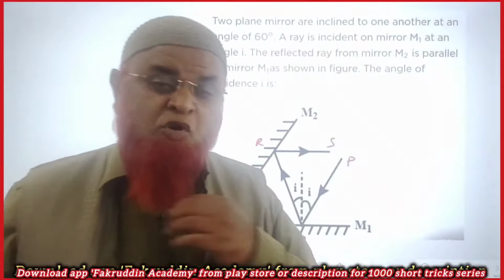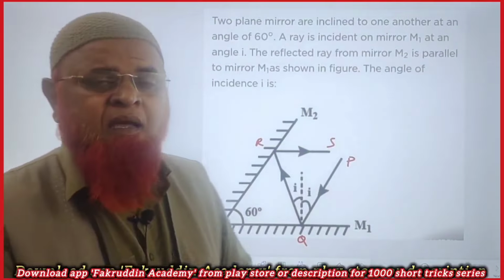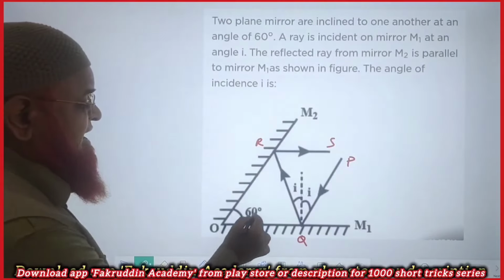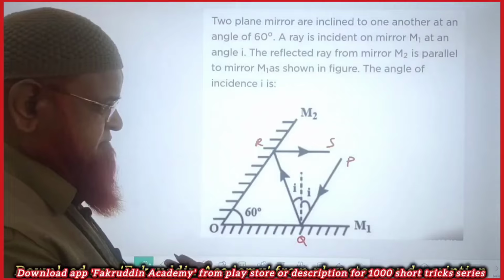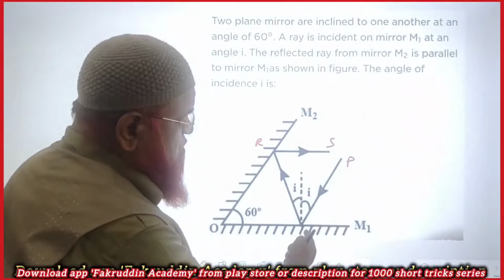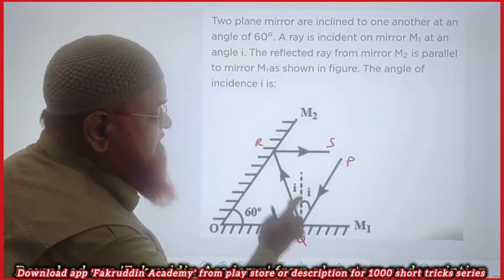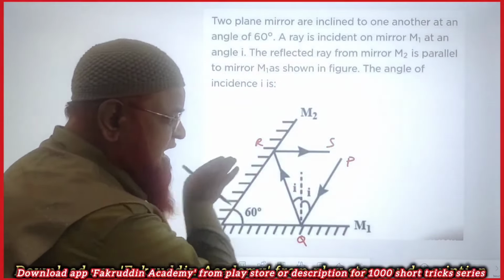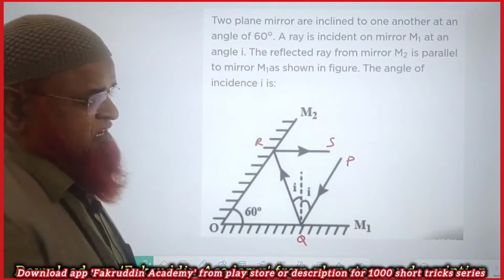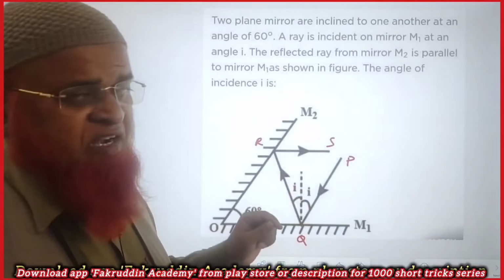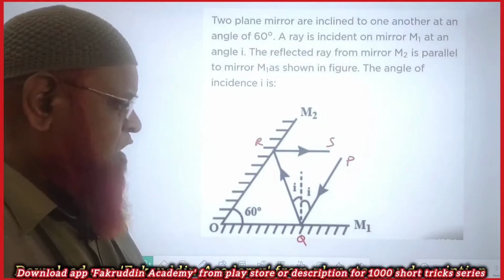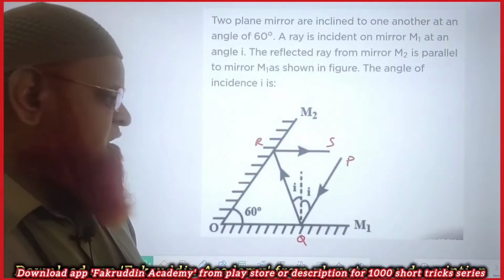My dear friends, one more question asked in previous years. Here also there are two mirrors, M1 and M2, and the angle between the two mirrors is 60. You can just see here, a light ray PQ strikes the mirror, reflects, strikes the other mirror, and again reflects. PQRS. In this way they are going to reflect. He is asking us to find the angle of incidence, I. So how can you find that I?